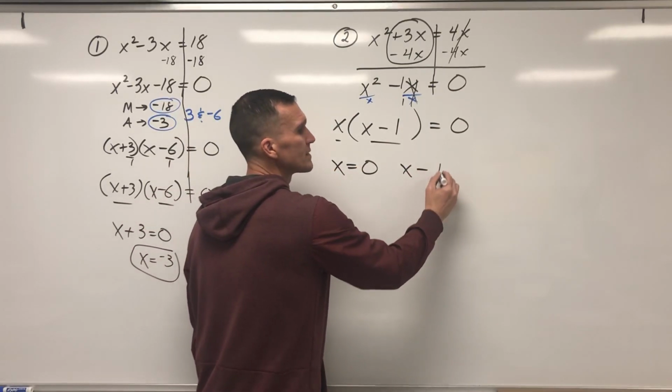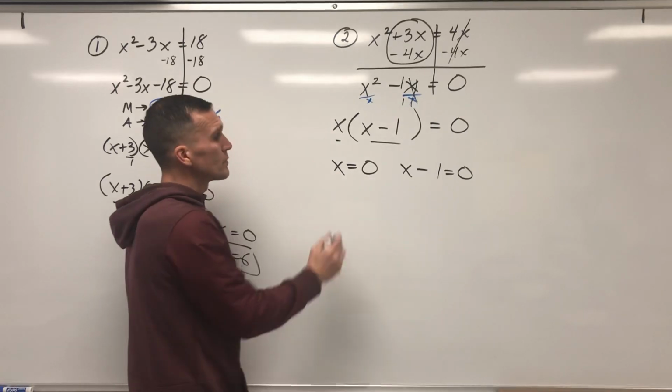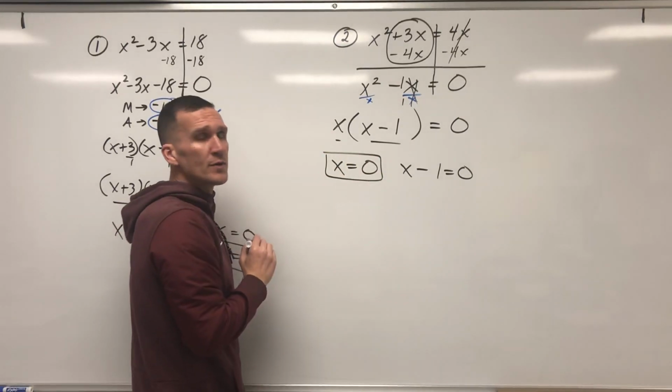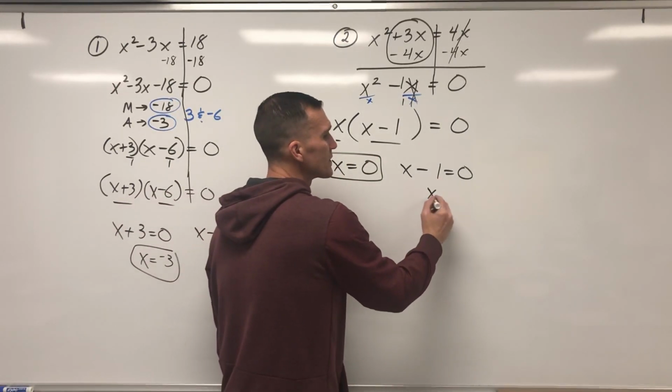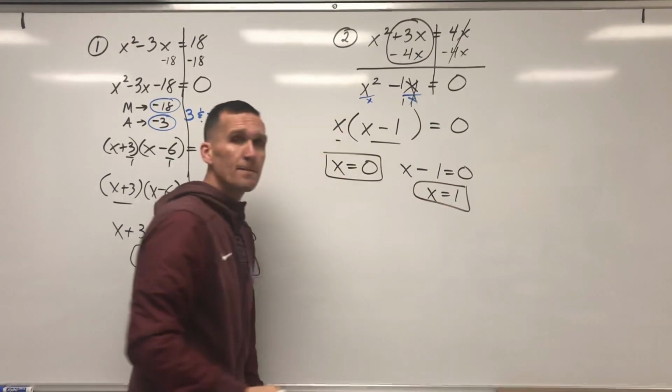And solve them separately using the zero product rule. That variable is isolated. We're going to add 1 on both sides for positive 1.